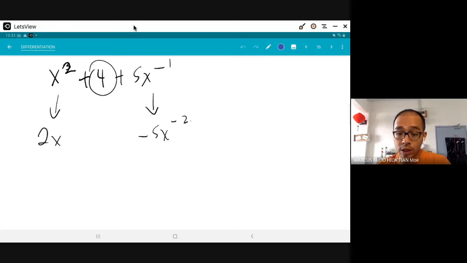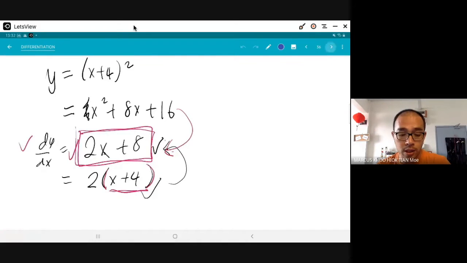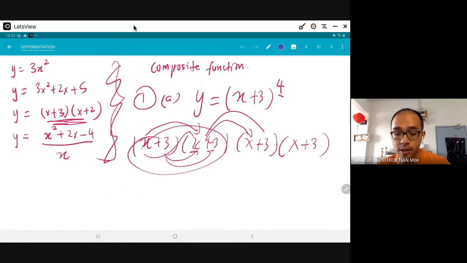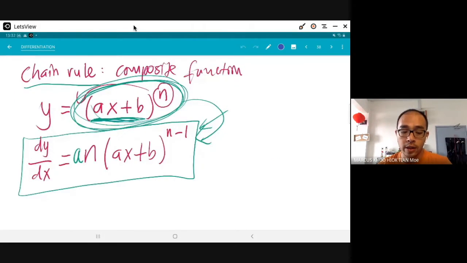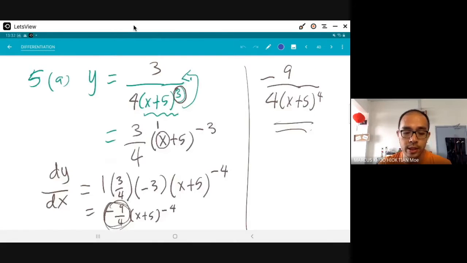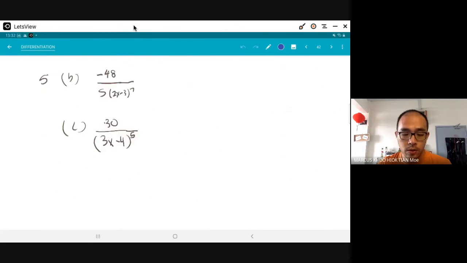One of the complex equations is what we call a composite function. For example, like this, where the power is so big that it's hard for you to expand or break it up. So we use what I call the chain rule, the basic chain rule. But there is one part that I haven't taught, which I'm going to teach you today. So actually, how the chain rule works is like this.